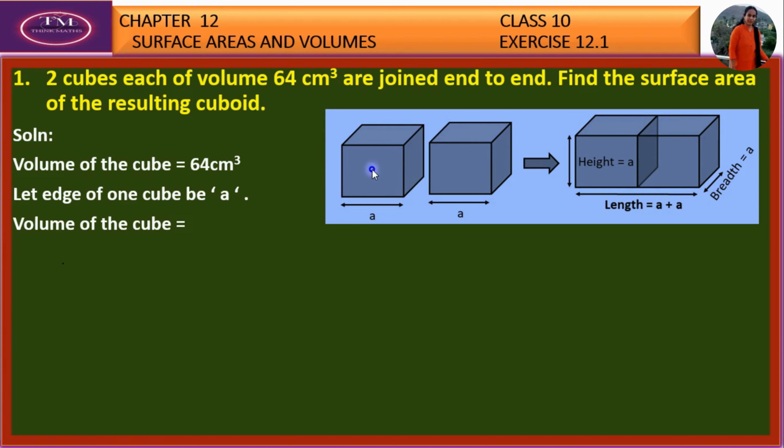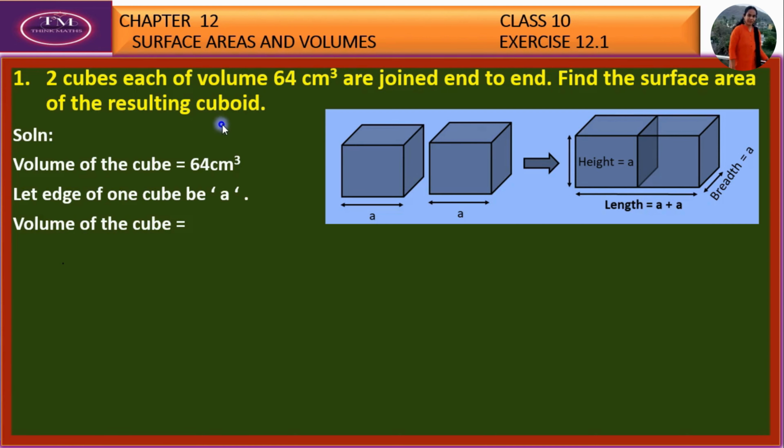So there are two cubes. Each has a volume of 64 cm cubed. Both the cubes have the same volume, 64 cm cubed. This is the data given. With this data, we have to find out the surface area of the resulting cuboid.